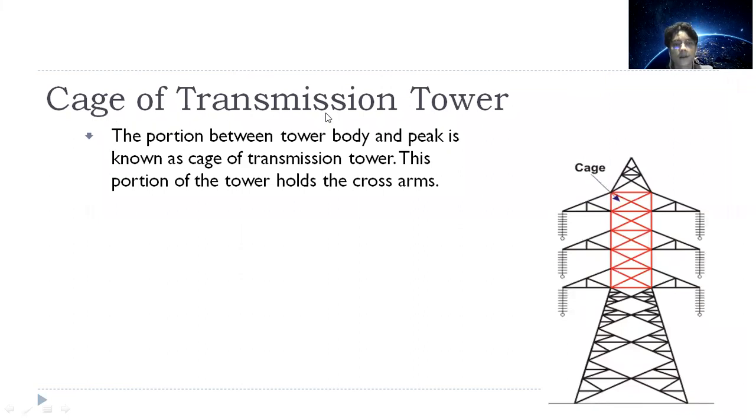Next, the cage of transmission tower. The portion between the tower body and peak is known as the cage of transmission tower. This portion of the tower carries the cross arm.